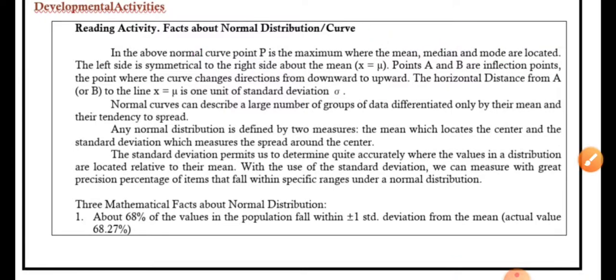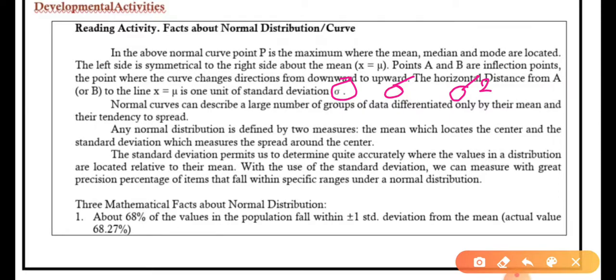Points A and B are inflection points, the points where the curve changes direction from downward to upward. The horizontal distance from A or B to the line x = μ is 1 unit of the standard deviation. So look at this symbol. The standard deviation is this one. If you still remember, the variance is the representation of this one. So to get your standard deviation, just get the square root of your variance.